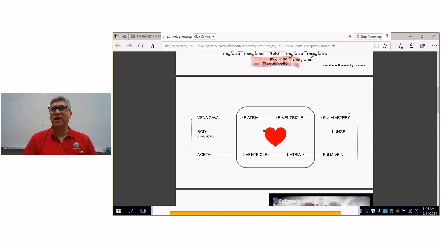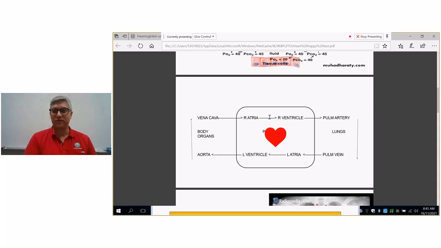Now, we have arrows because that is the direction of flow. What makes that the direction of flow? What else do you need other than a pump? Valves. And where are the main valves in the heart? You have an aortic valve, yeah? And that's going to the aorta, and the one going to the pulmonary artery would be called the pulmonary valve. So what are the ones between the atria and the ventricles?